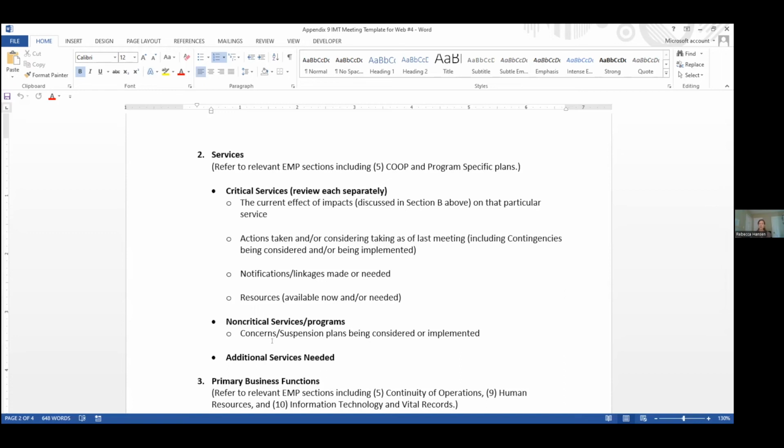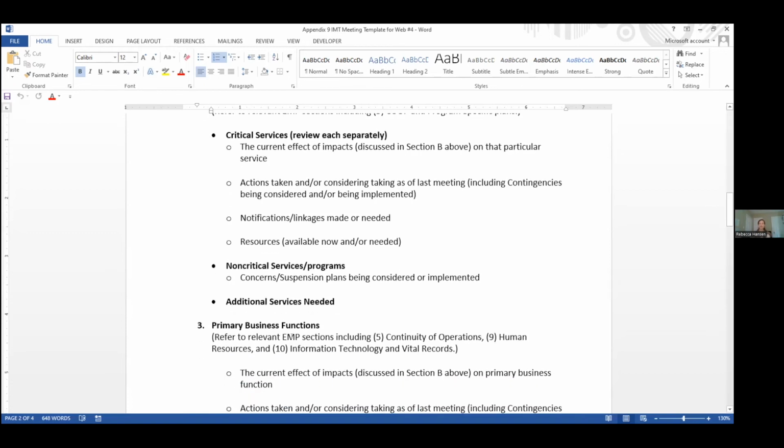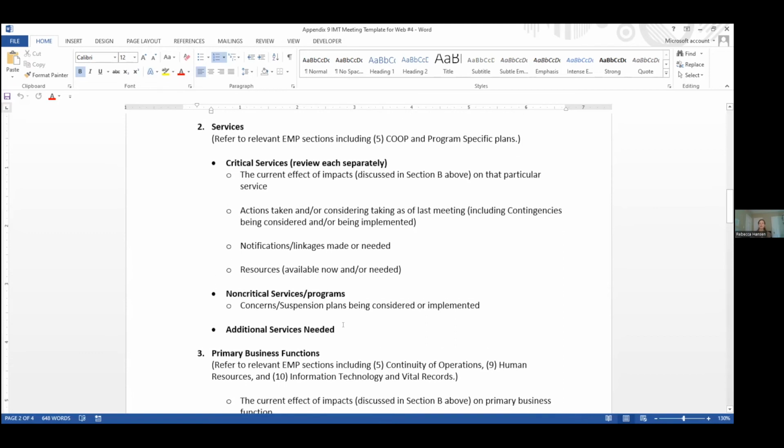I want to just point out that I'm using these terms, critical services, non-critical services, and even this third category, primary business functions. We really delve into that in the emergency management plan template in section 5 on continuity of operations. We're not going to get into that now, but I really encourage you to take a look at that, because it gives you a process for how you determine what your critical services are, what your non-critical services are, and what those primary business functions are that help you keep your organization going.